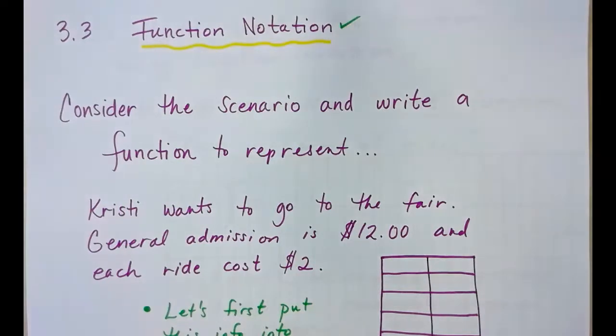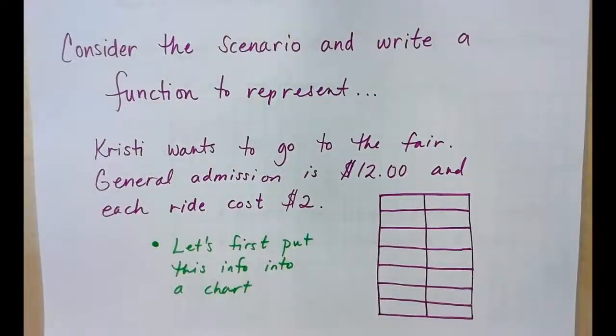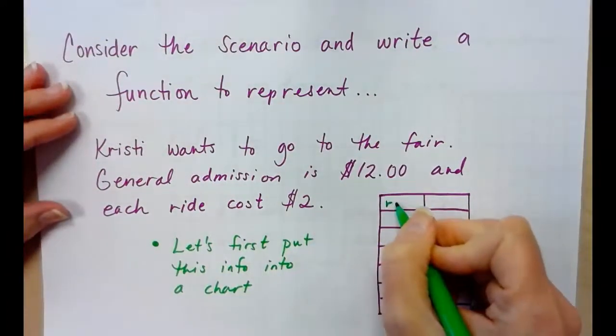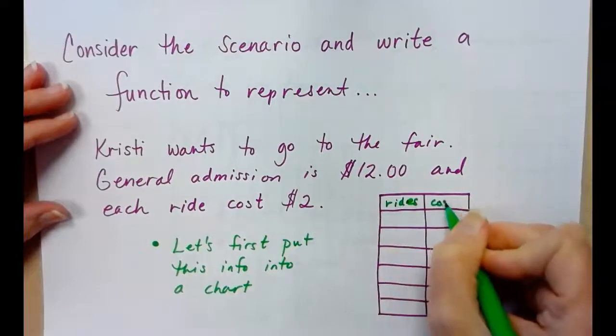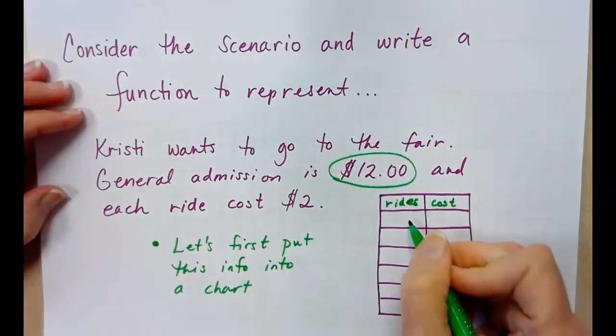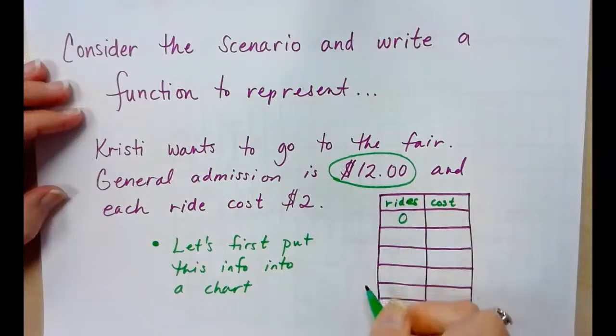Christy wants to go to the fair. General admission is $12 and each ride costs $2. So the first thing we're going to do is put this information into a chart just so we have a good understanding of what's actually happening here. So I'm going to make my chart and think of it in terms of rides and cost. So it costs $12 just to go to the fair.